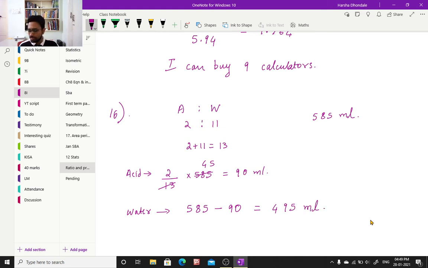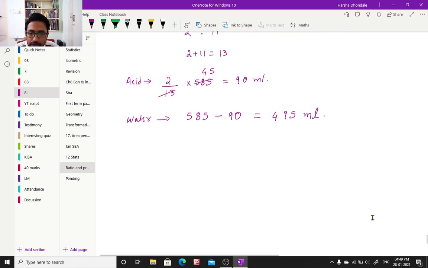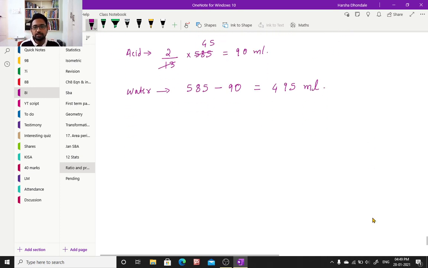That's it. You can do this or you can do this. 11 out of 13 is water. So for 585, how much is water? You do this calculation, you'll still get the same answer. You'll get 495 ml. So you can employ this method or you can employ this method. Whatever method you employ, you'll still get the same answer. Anyway, I'll stick with the first method.